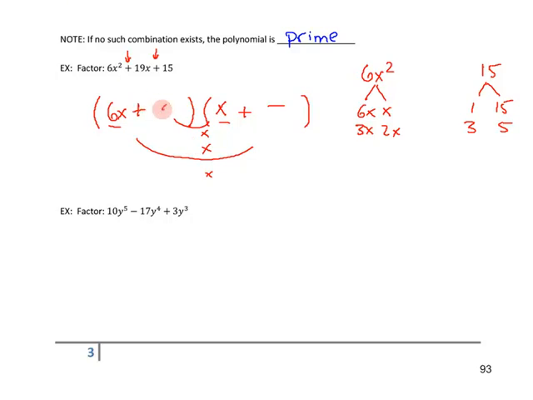What about 5 and 3? That's 18x on the outside and 5x on the inside, which adds together gives 23x. So that also does not work. So what I've tried is 6x and x with every possibility over here. Almost every possibility. I didn't try 15 and 1.